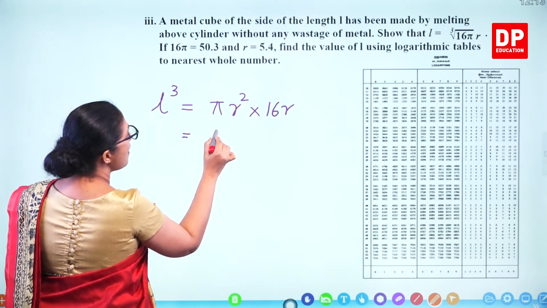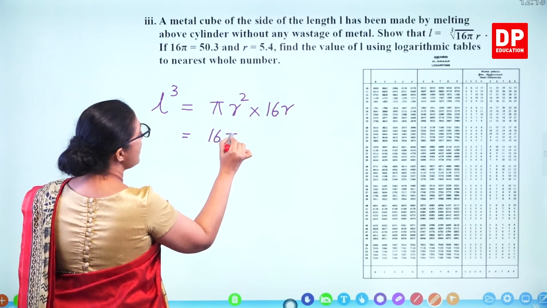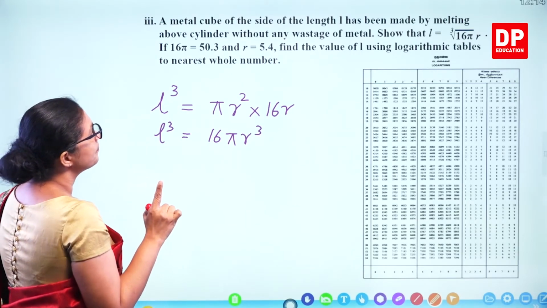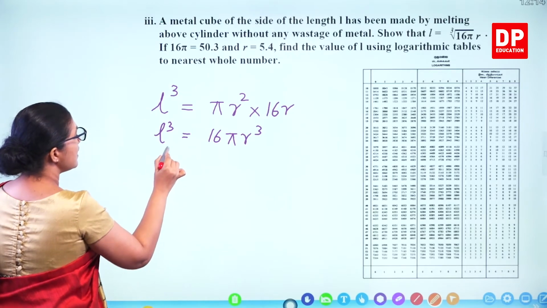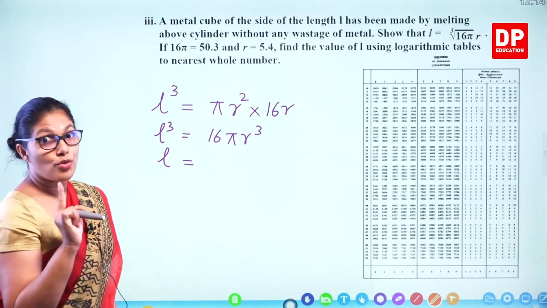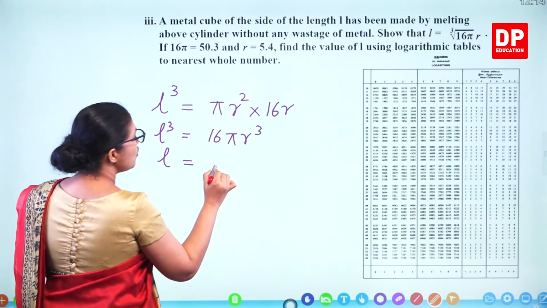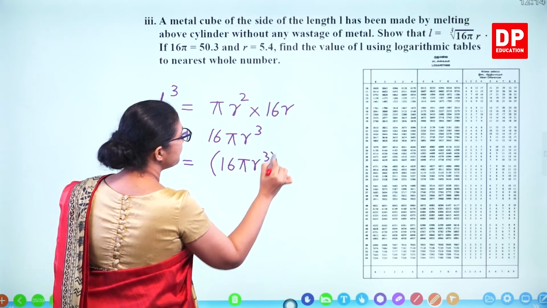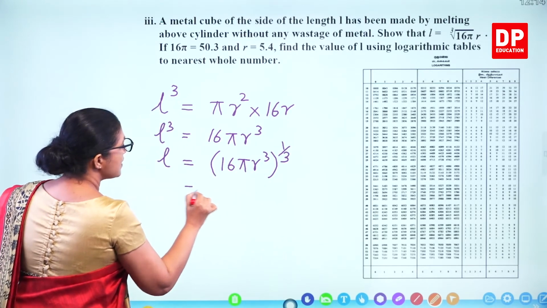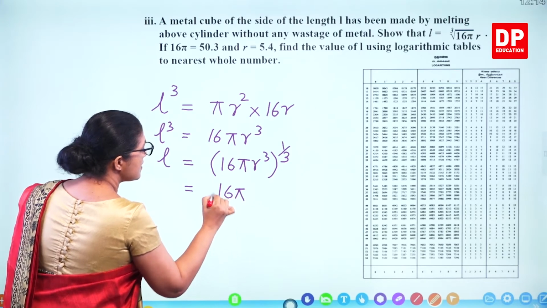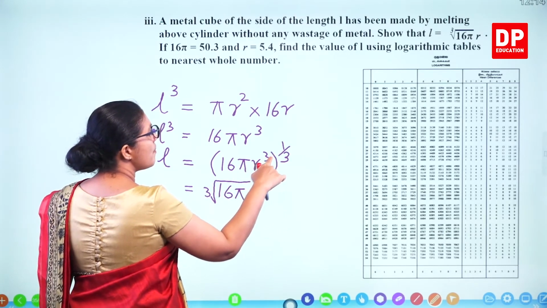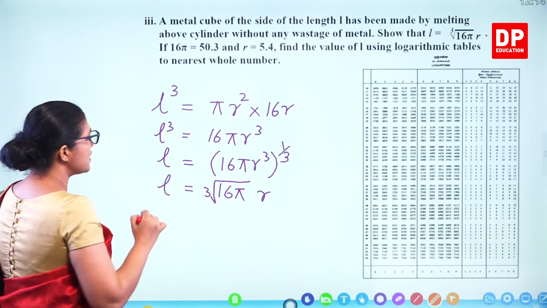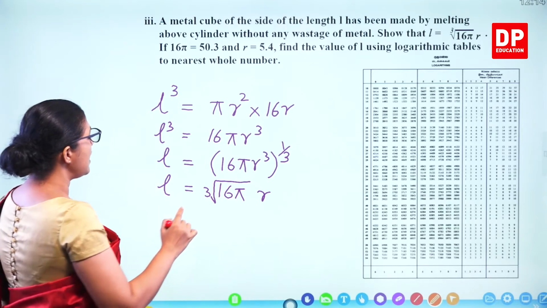So you get 16 pi r cube is L cube. So what is length? Show that L is this one. So take the cube root of that. So when you take the cube root, power 1/3, what happens? You get 16 pi inside the cube root, but r cube and 1/3 get cancelled out and you get r. So L becomes this one, cube root of 16 pi into r.